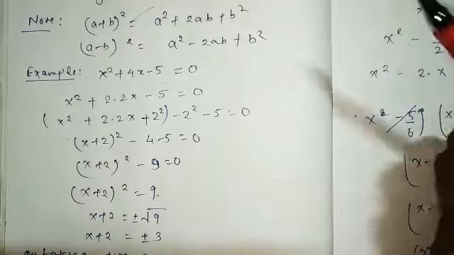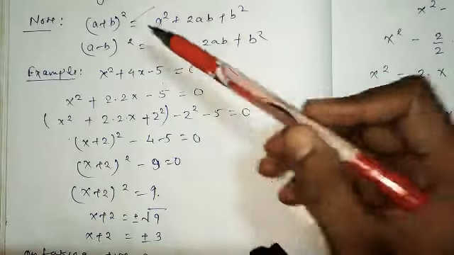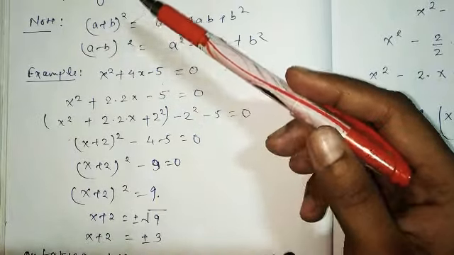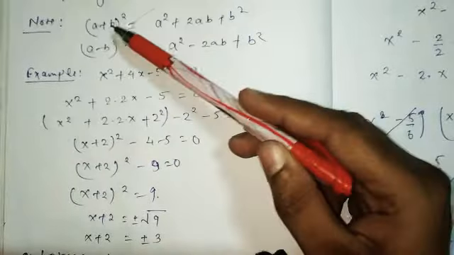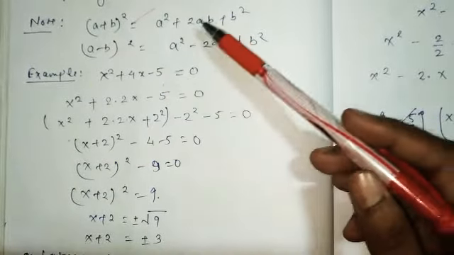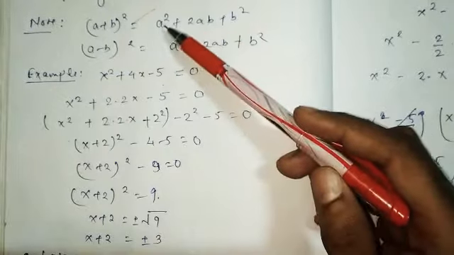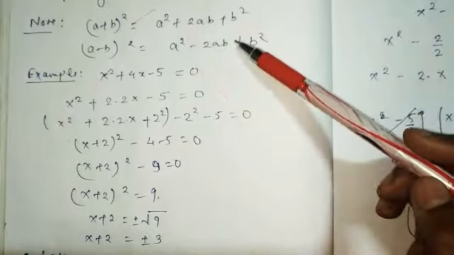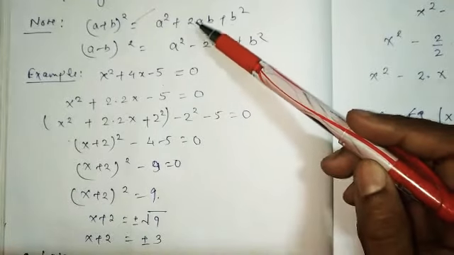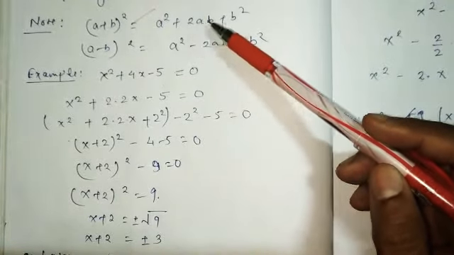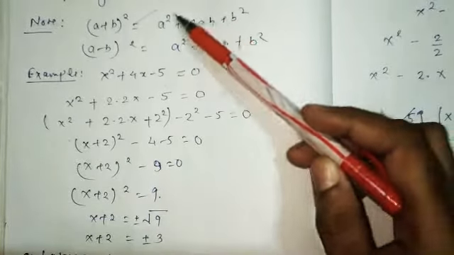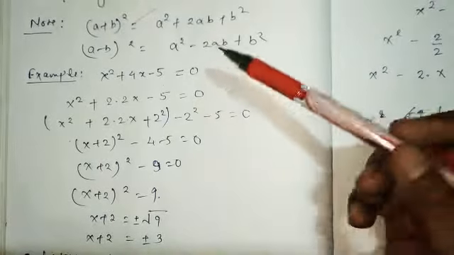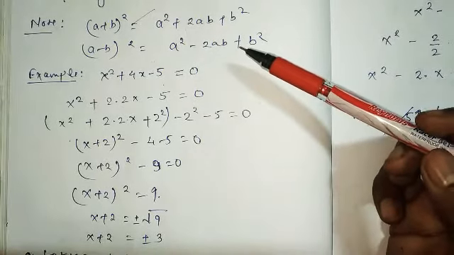you have to keep in your mind the formula of whole square. There are two formulas. One is of plus sign, another is of minus sign. See the difference. Here a square and b square, these two terms are the same in both formulas, but the middle term, 2ab, is with a plus sign in one and with a minus sign in the other.